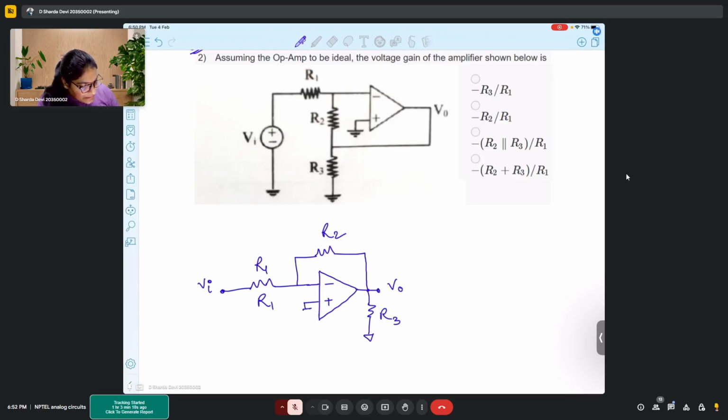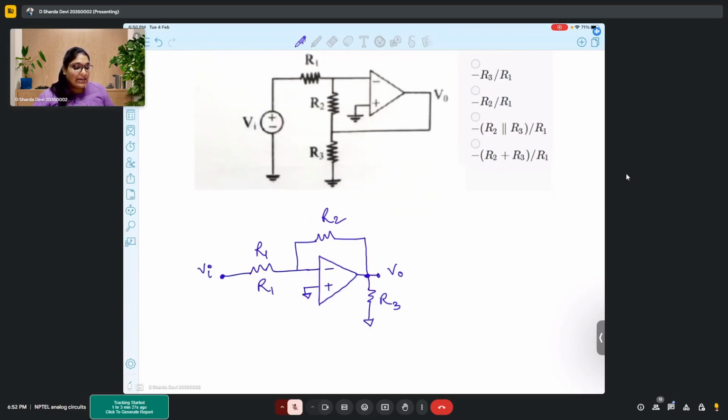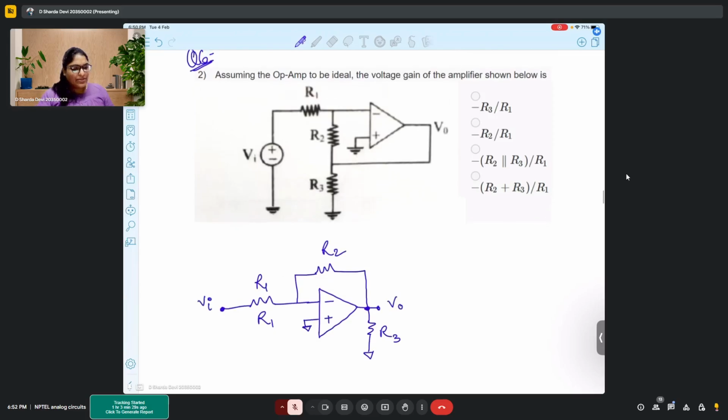And this terminal is grounded. So now if we observe, this is clearly an inverting amplifier, right? With R3 being the load. So if you attach an R3, does it make any difference in getting the output?